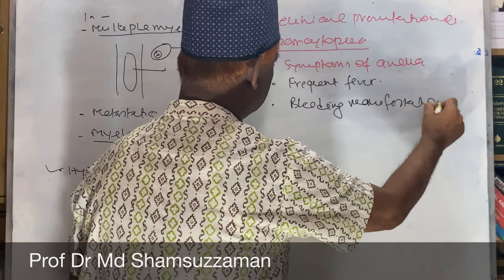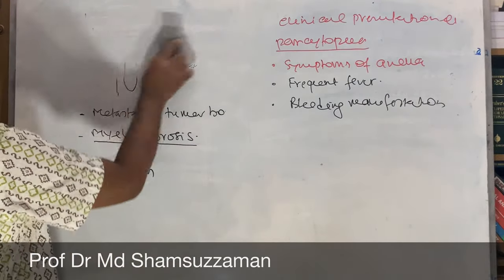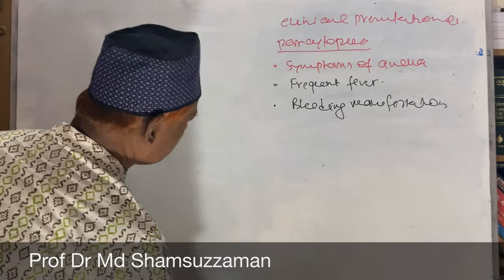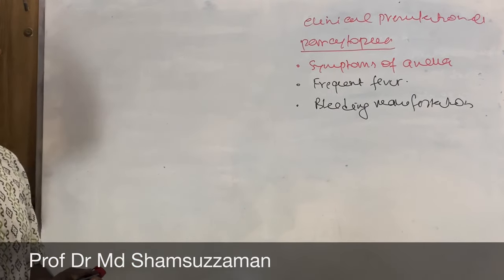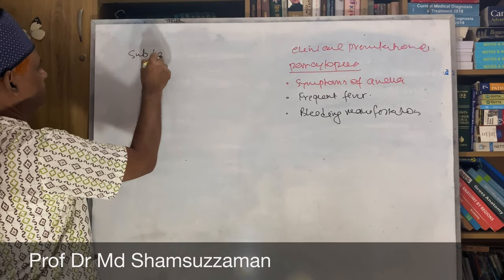Bleeding manifestations. Dear audience, I have told you here, subleukemic acute leukemia. What is this? I have told you, subleukemic acute leukemia is associated with pancytopenia. Now, come to what is subleukemic acute leukemia.